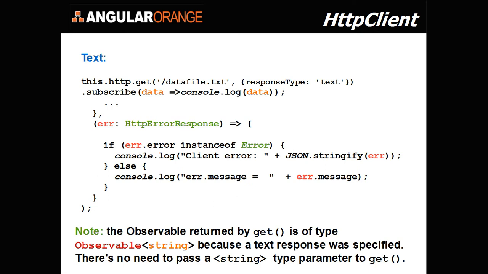And also you can process text data. You could pass into the get function an additional JSON object which says the response type. In this case, I'm saying response type is text. So I get back data that's text, and I could log it. The observable returned by the get is of type Observable string, because a text response was specified. There's no need to pass a string type parameter to the get.